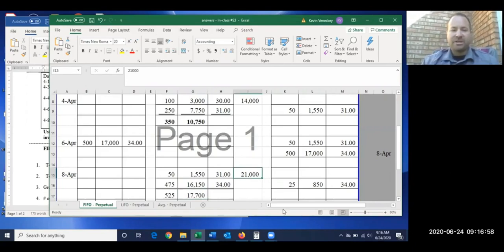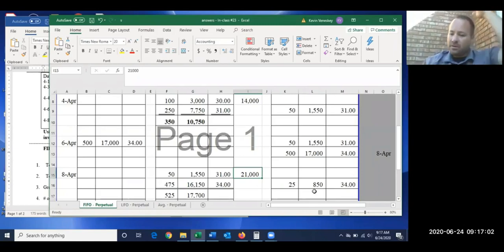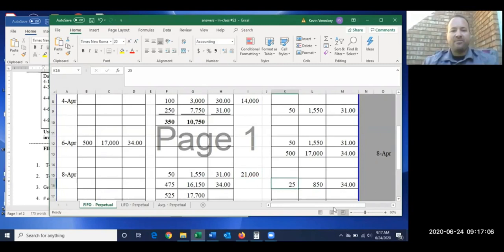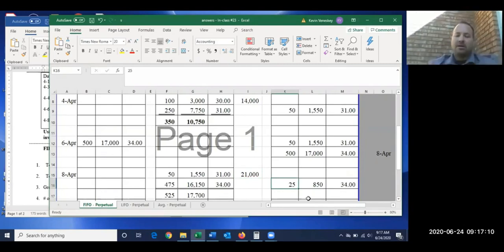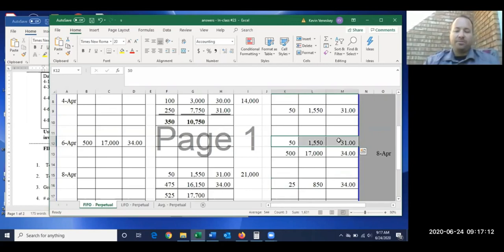I sold them at sticker price for $21,000. And then update my ending inventory. Out of these, those are gone. I sold 475 of these, so I'm down to only 25 left at 34 bucks a piece. That's how I get the 850.